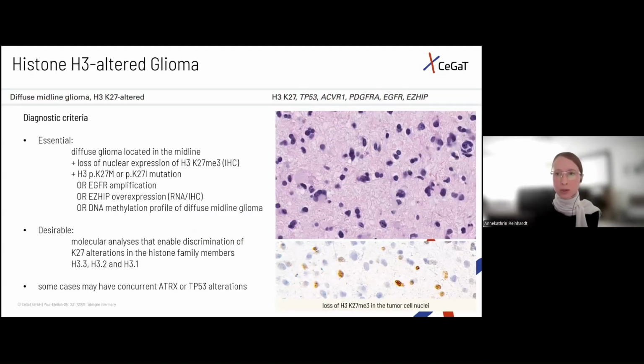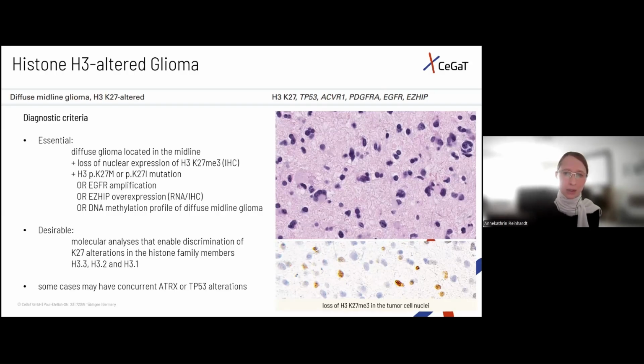Now let's jump to the histone H3 mutant gliomas. There are two different subtypes here. The first subtype is the histone H3 K27 altered diffuse midline glioma, and the second type is the histone H3 G34 mutant diffuse hemispheric glioma. Let's just start with the first, the K27 mutant or altered diffuse midline glioma.